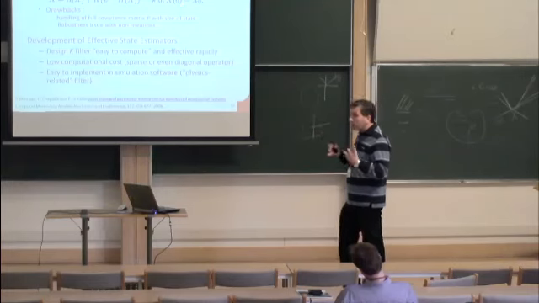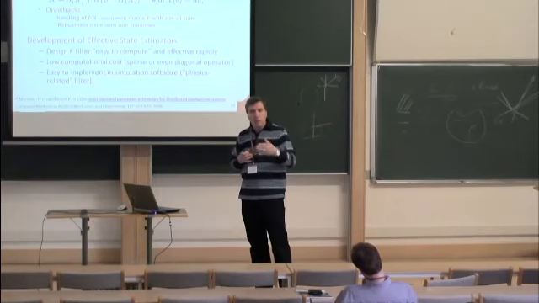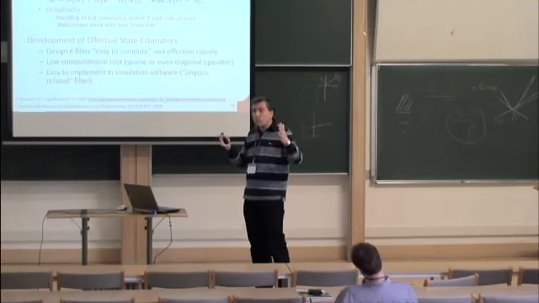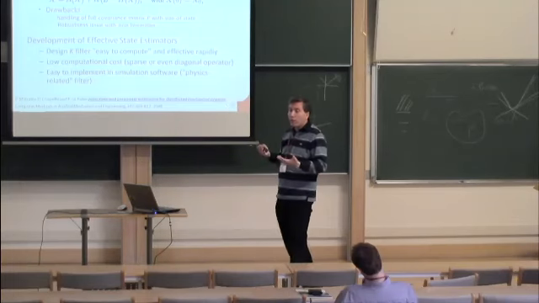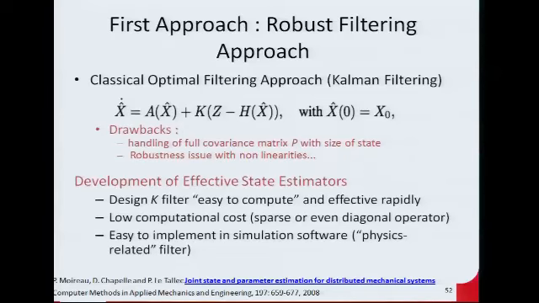The problem with Kalman filtering is that you must compute a covariance matrix of full rank, so full size, and the size of this covariance matrix is the size of the states, which may be thousands, tens of thousands of nodes. It is a huge matrix, and therefore you cannot apply it easily on this type of problem of this size.